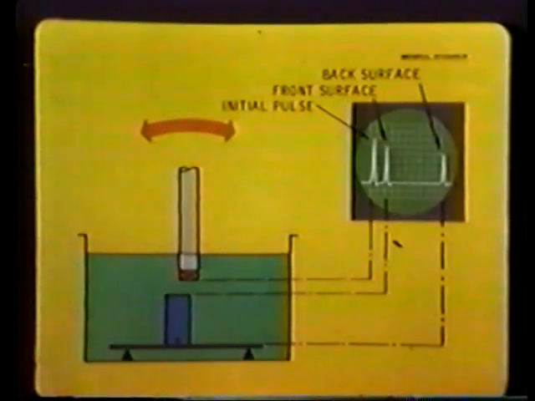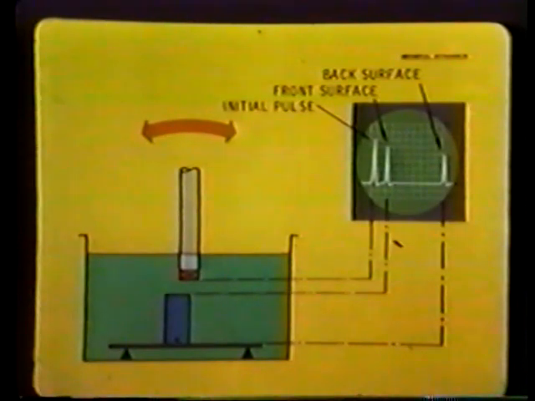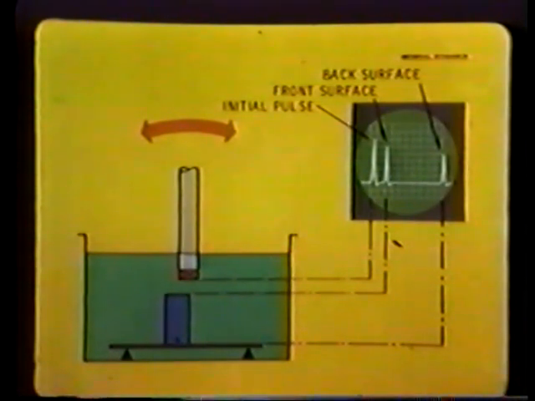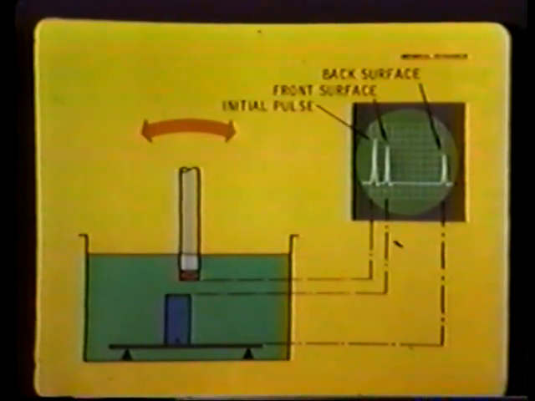If the immersion method is used to couple the transducer, orientation and water travel must be set. The transducer is positioned above the block, slightly off-center, and manipulated until a maximum height front surface indication is obtained, or a maximum number of back surface reflections.